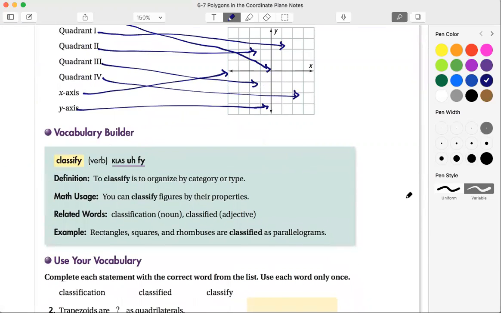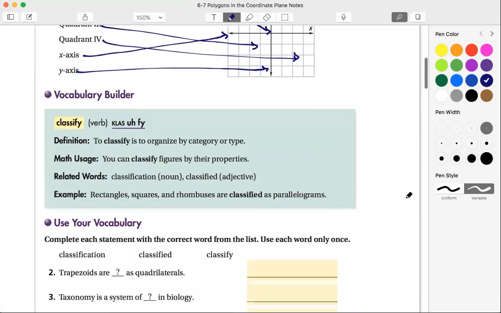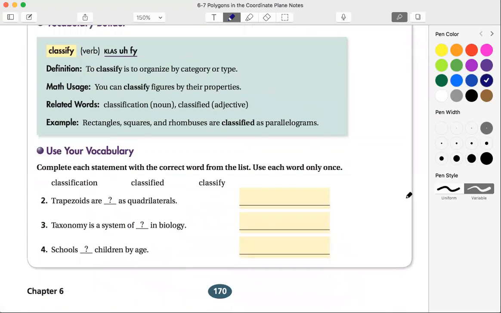To classify is to organize by category or type. We classify figures by their properties. Related words are classification or classified. For example, rectangles, squares, and rhombuses are classified as parallelograms. Trapezoids are classified as quadrilaterals. Taxonomy is a system of classification in biology, and schools classify children by age.